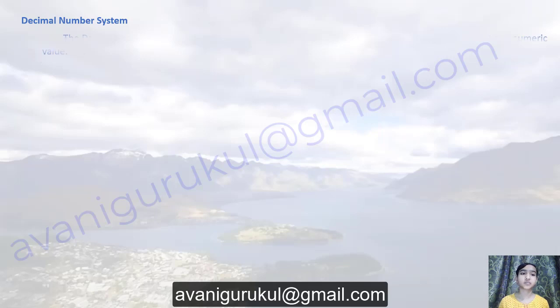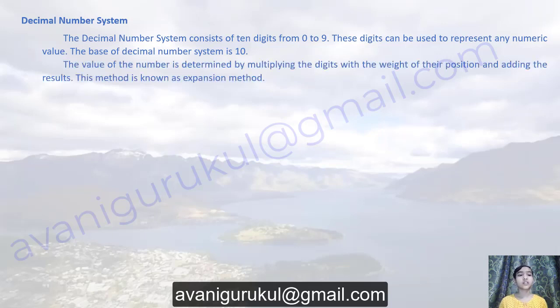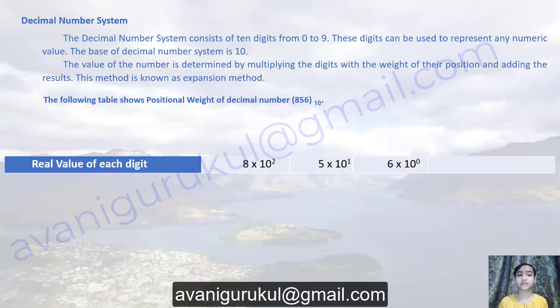Decimal number system. A decimal number system consists of 10 digits from 0 to 9. These digits can be used to represent any numeric values. The base of decimal number system is 10. The value of the number is determined by multiplying the digit with the weight of their position and adding the result. The following table shows positions weight of decimal number 856 base 10.